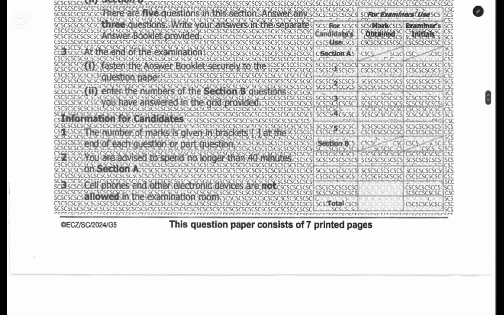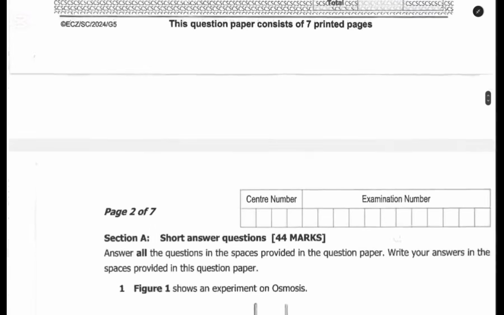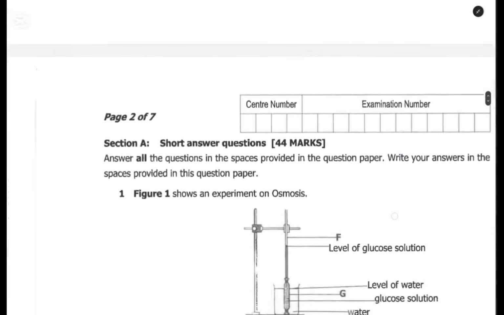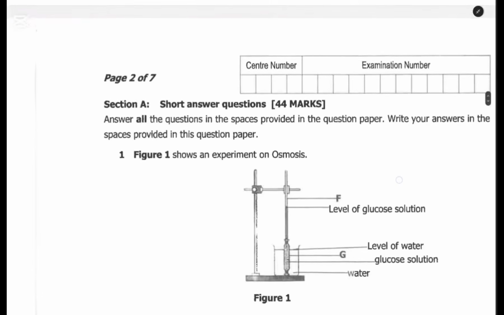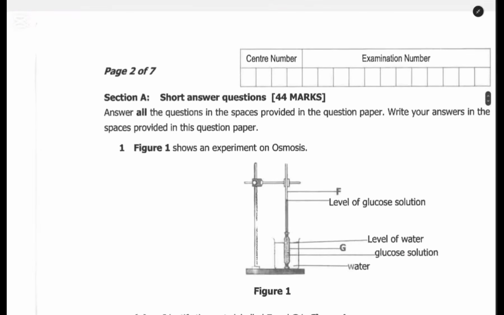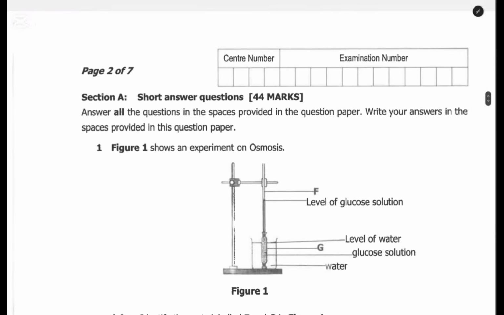And of course, before you start writing, it's very important that you read the instructions. But that is something that we are going to handle as we go on. So here is the first question that came. And I should mention that in paper 2, biology, there are sections. There's section A, where you answer the questions in the space provided, and also section B, where you get to write essay questions. So we are going to cover it in parts.